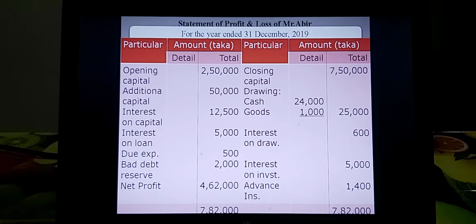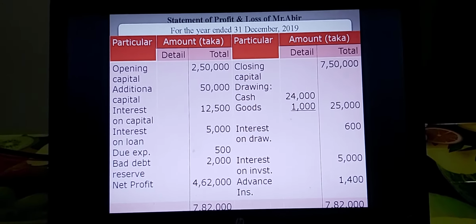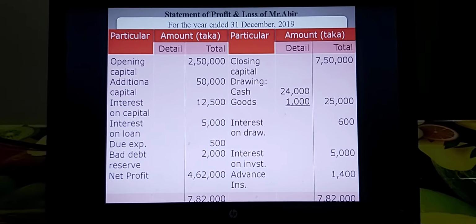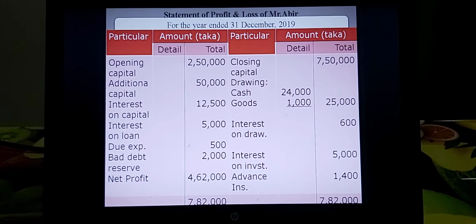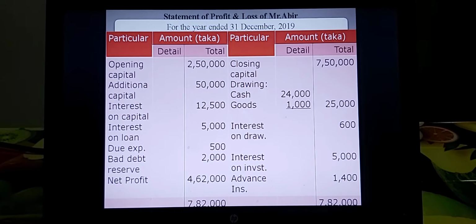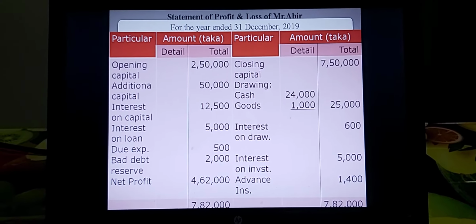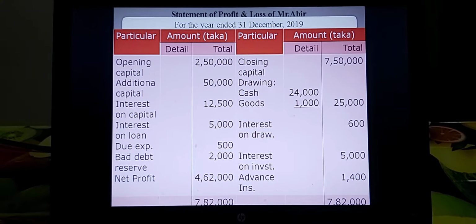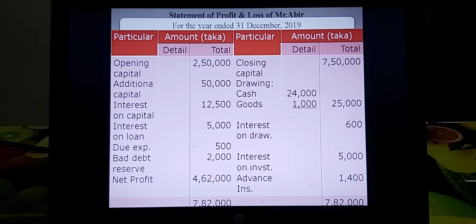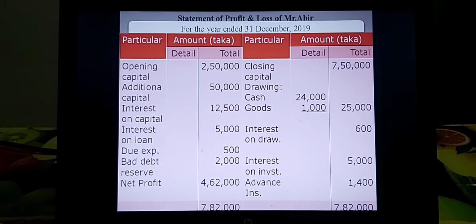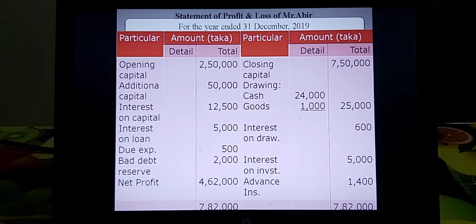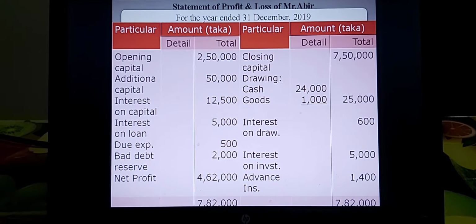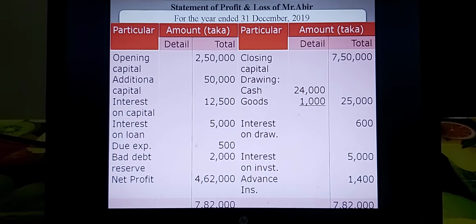And in other information, advance insurance premium is given, that is taka 1,400. Always advance expenses are to be written in the statement of profit and loss. We can get it from the format of the statement of profit and loss, which was given in the first lecture of this chapter. Advance insurance or any advance expenses need to be written on the right side. And due expenses are also available in other information. Always due expenses are to be written on the left side of the statement of profit and loss account, that is the amount of 500.